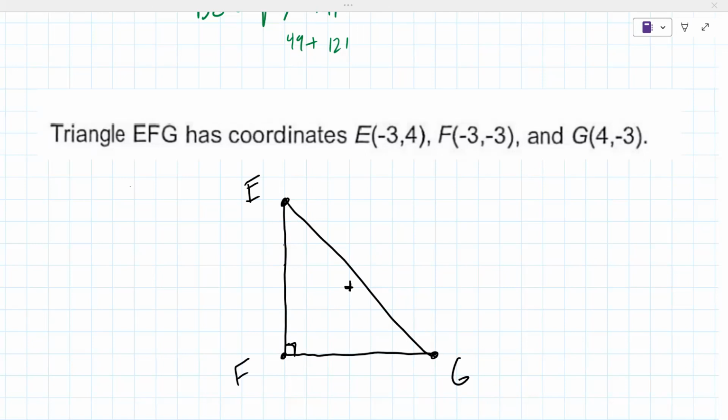So E to F is 7, and F to G is also 7. Okay. So can you find E to G for us? I have the square root of 98. Very good. Okay. All right.